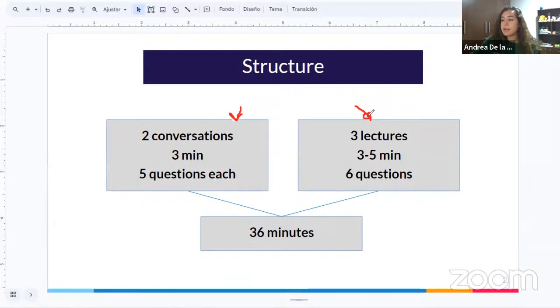These are basically academic or university classes. So lectures basically are classes, university classes. They are 3 to 6 minutes long sometimes. Each lecture, remember, contains 6 questions. Okay, guys? So you get 3 lectures. Each one is about 3 to 6 minutes long, and you get 6 questions per lecture. Okay, guys?